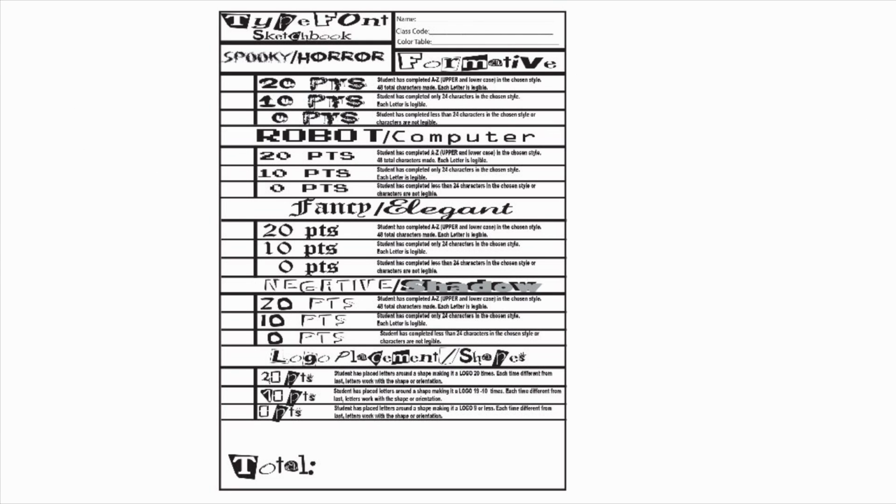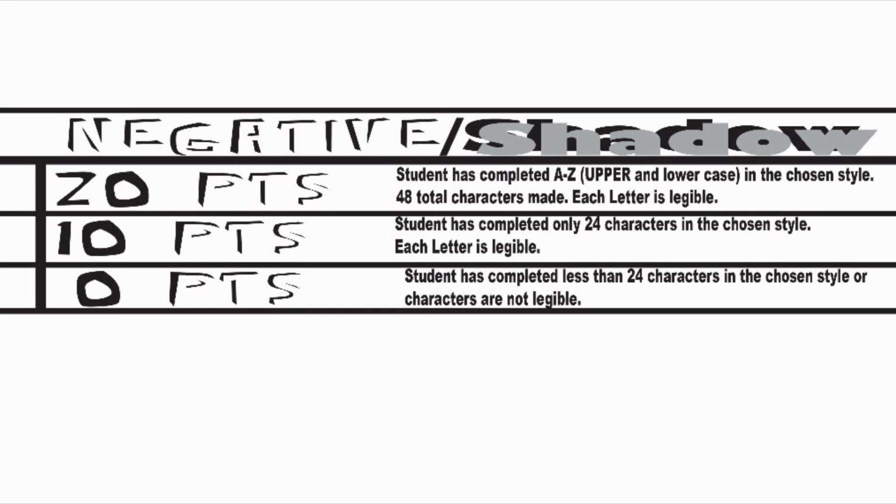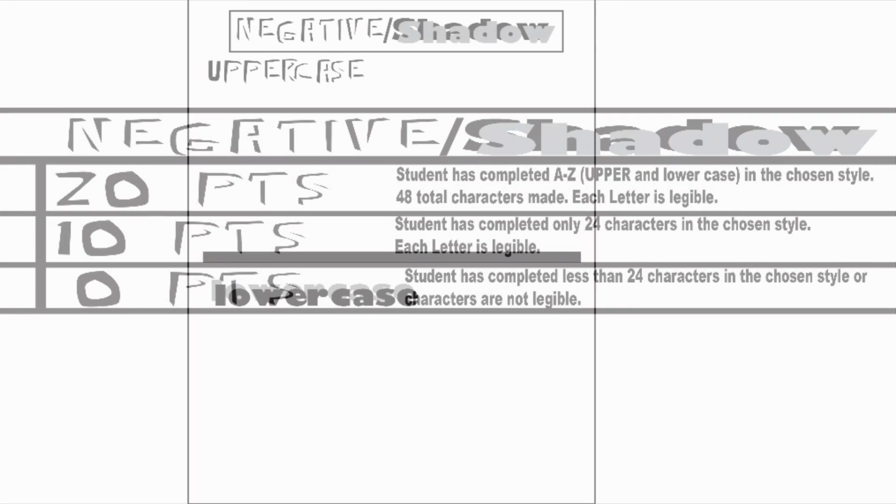Everyone should have a type font sketchbook grading rubric. We're going to look under the shadow/negative section. Once again, it is your job to come up with 48 characters. That's 48 letters. That's the whole alphabet twice, once uppercase, once lowercase, with either a shadow or a negative technique.